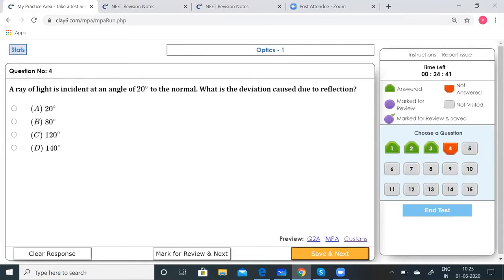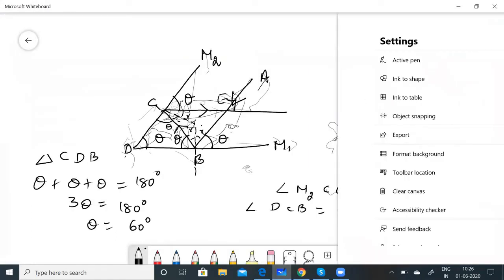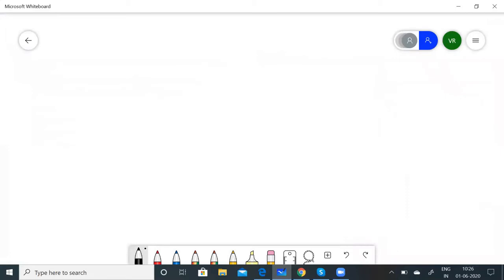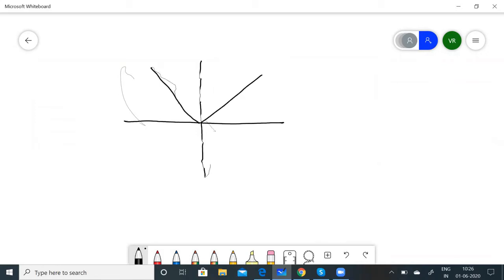A ray of light is incident at an angle of 20 degrees to the normal. What is the deviation caused due to reflection? All right, let us quickly solve that. Let us draw the diagram for this first. Let this be the normal. So the light is incident like this, and this is now going to be the reflected ray. If this is 20 degrees, this is also going to be 20 degrees.